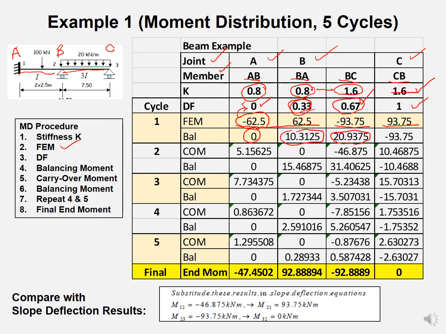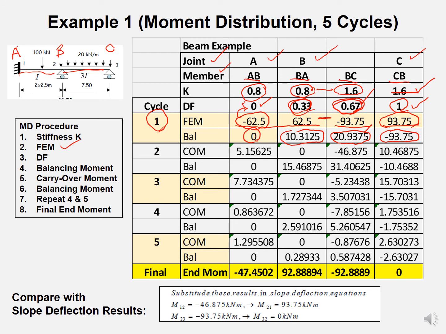22.9375 was obtained by again getting the unbalanced moment at joint B, 62.5 minus 93.75, which is equal to negative 31.25. So you apply the opposite direction. So positive 31.25 times 0.67 will give you 20.9375. For member CB, the unbalanced moment is 93.75. So apply the opposite moment, so negative 93.75 multiplied by the DF, which is 1, and you will get negative 93.75. That completes cycle number 1.